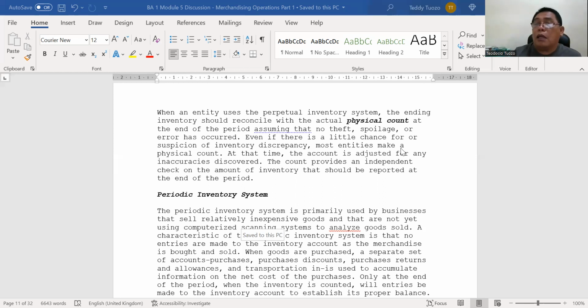So it is always important, even if you're using perpetual inventory system, you still need to do just like what the periodic inventory system does, the actual physical counting of the inventory to check that all items are of the same balances in actual, no?